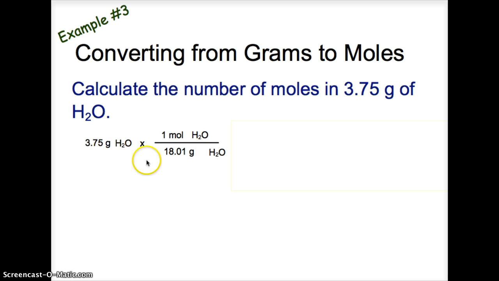Notice that grams are in the denominator here, and the reason why grams are in the denominator is because you want the grams of water here to cancel, so you have to have grams of water here, and that's going to cancel the grams of water. You do this work on your calculator, and your calculator is going to read 0.2082176. But again, you can only report 3 significant digits, so you would round that number to 0.208 moles of water.